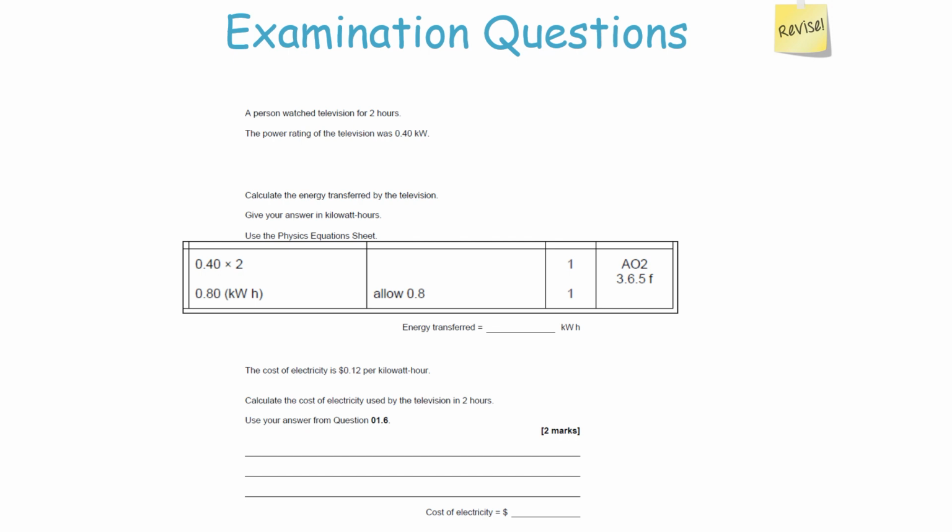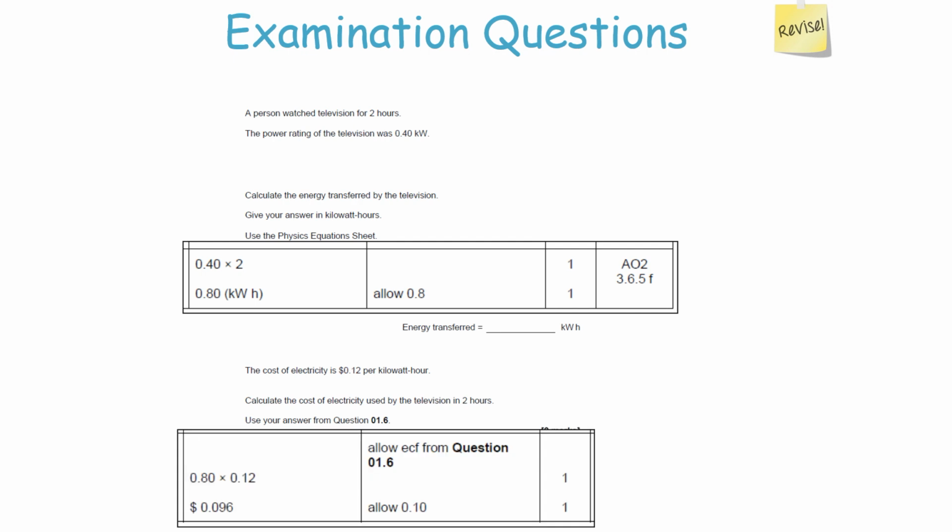Now it says calculate the cost of electricity used by the television in these 2 hours. Well, we know that in the 2 hours we've used 0.80 kilowatt hours. Each kilowatt hour is worth $0.12, so therefore we multiply the two together and we get $0.096.